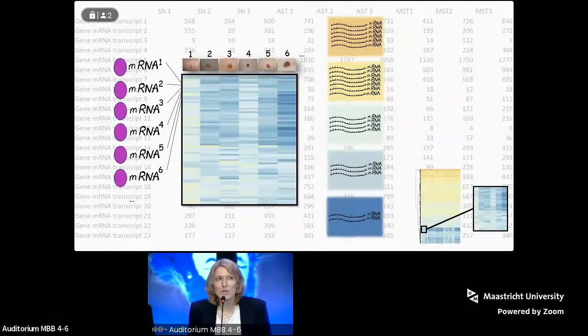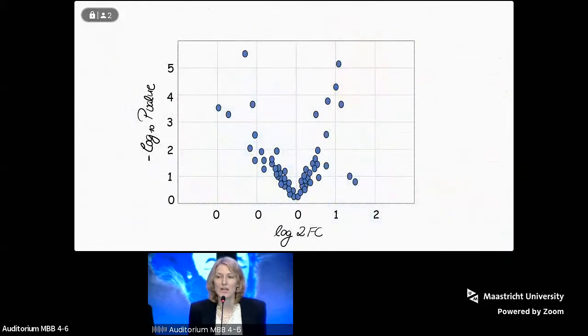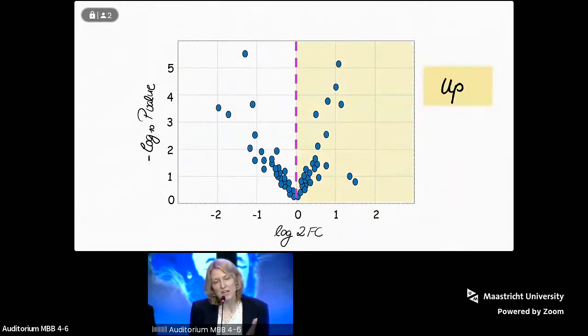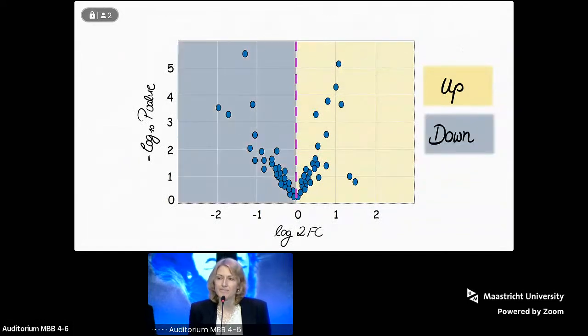Alternatively, when you want to compare groups, you can also display the data in the form of a volcano plot. Each blue dot stands for a gene transcript that you are looking at, and values above zero mean upregulation of the gene in group A versus group B, and values beneath zero mean downregulation. The y-axis shows the level of significance, and the black genes failed our applied level of significance.